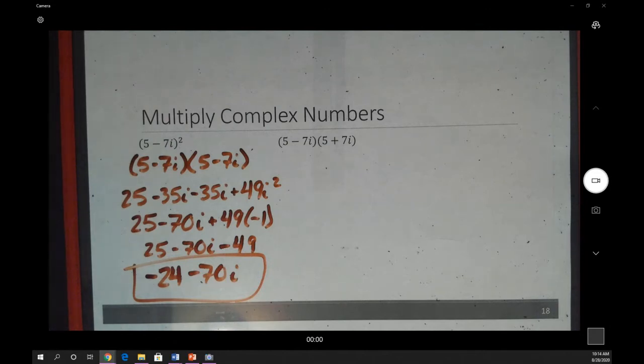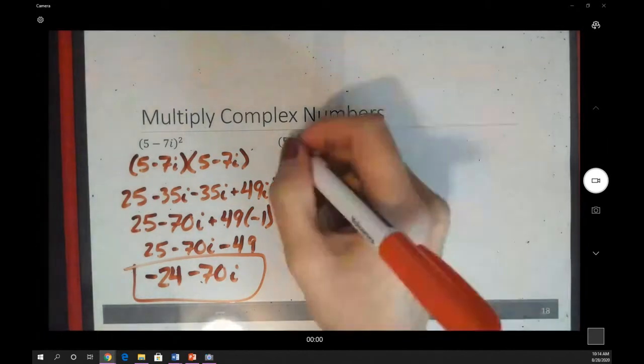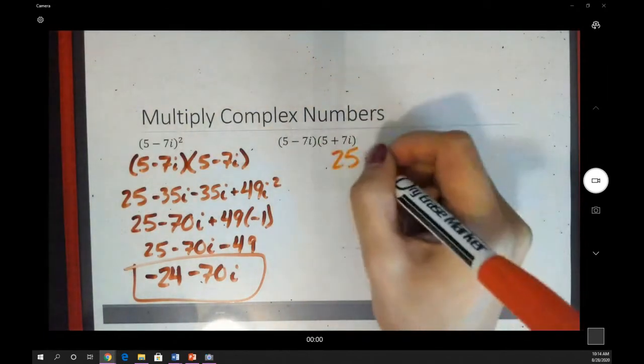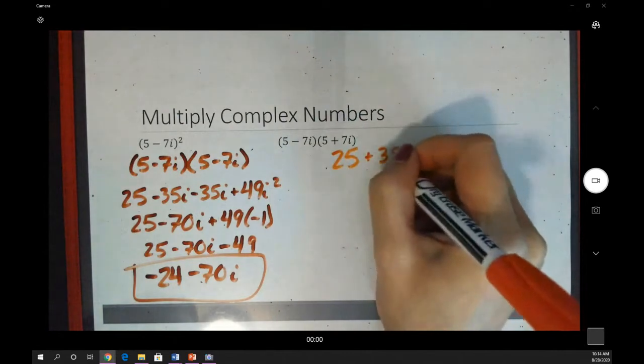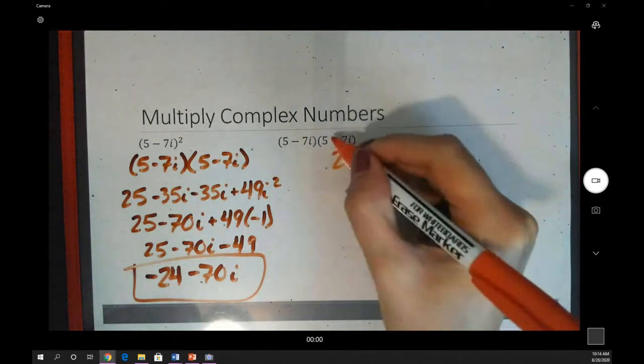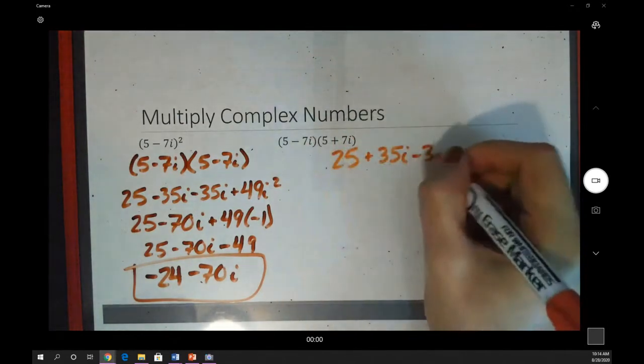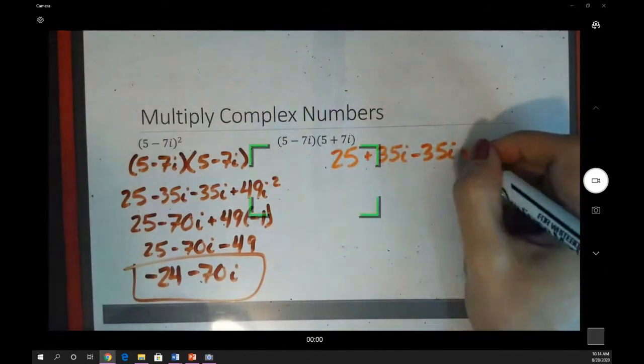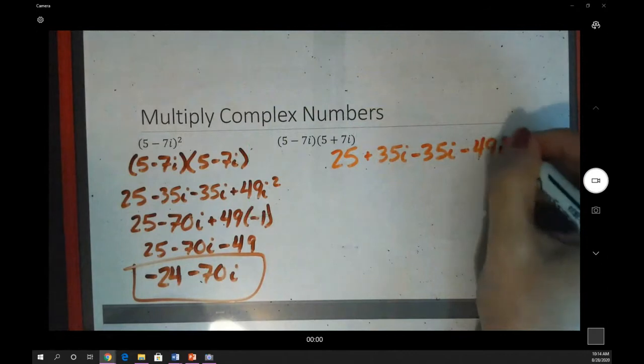Next, we're going to look at, well, what if we multiply 5 minus 7i times 5 plus 7i? Let's try it. 5 times 5 is 25. 5 times 7i is a positive 35i. -7i times 5 is a -35i. And -7i times positive 7i is a -49i squared.